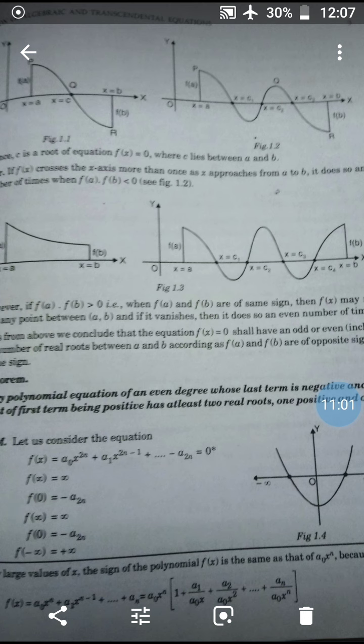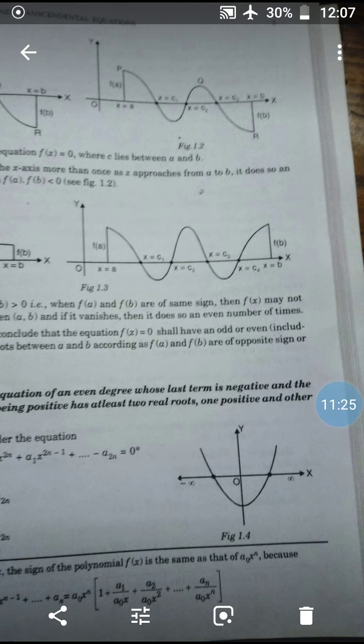We are given a polynomial equation of an even degree whose last term is negative. So we have to take a polynomial of even degree, say 2n. Let f(x) be a polynomial of degree 2n. We have taken f(x) as a0 x raised to power 2n plus a1 x raised to power 2n minus 1 plus, and so on. The last term is negative, that is minus a2n, equal to 0. This is the polynomial of degree 2n.